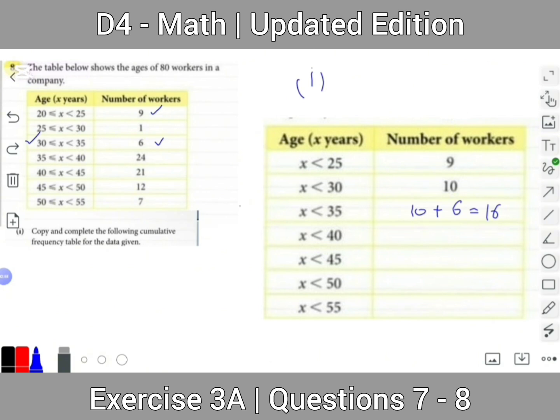Now for the fourth entry in the frequency table, we have the class interval of 30 to 40 with a frequency of 24. So we have to include all the previous frequencies as well. So we will add the new frequency of 24 into the previous total, and that was 16. So 16 plus 24 gives us 40.